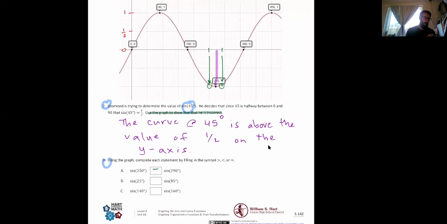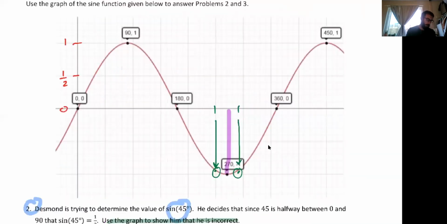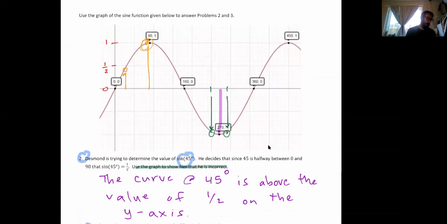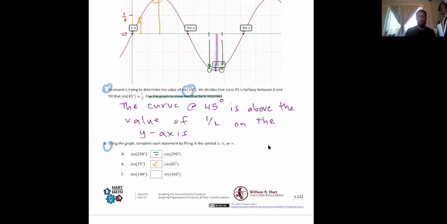Okay. I'm going to go to 25 and 85. 85 on my graph, super close to 90, like right there. Okay. 25, way over here, like right there. So I think it's quite apparent which one's higher. Is that one. The value of y at an 85-degree angle is definitely bigger than the 25-degree angle. And last but not least, 140 and 160.